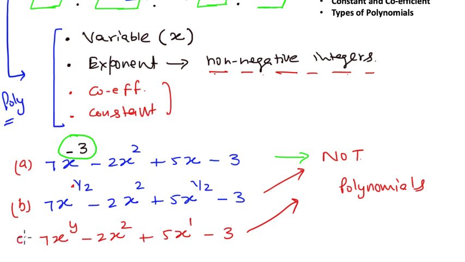Likewise, in the case of example number C, we say that 7x to the power y, right? Now, this is not an integer. This is a variable, right? So whenever you have a variable in the exponent, then we say that this is not a polynomial, right?